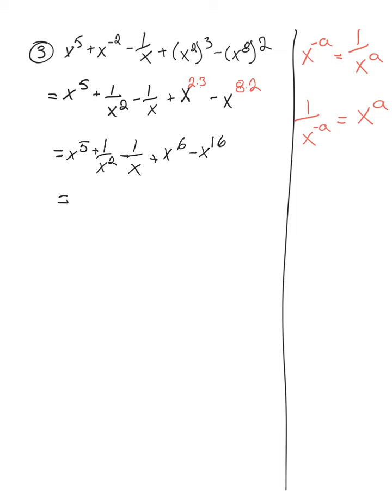But we would usually write things in descending order. So it would be negative x to the 16th plus x to the 6th plus x to the 5th plus 1 over x plus 1 over x squared as our final answer.